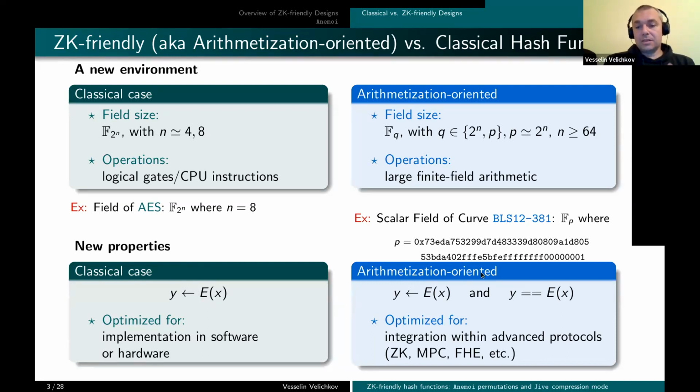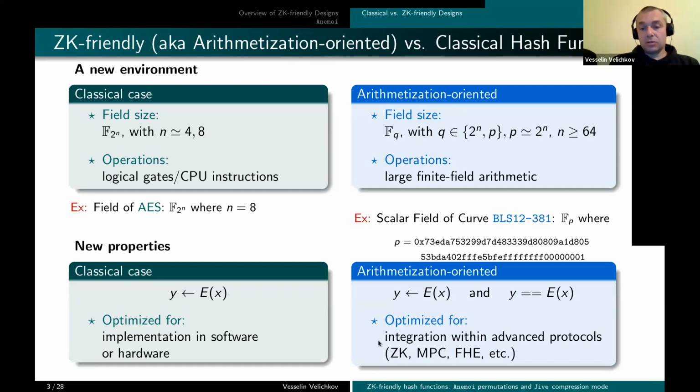And on the arithmetization-oriented side, beside this computation, so doing the computation forward, going from X to Y, we are also interested in verifying that given X and Y, indeed Y was produced as the application of this function E over X. So we need this additional element of verifying that the two values respect some computation. And those arithmetization-oriented functions, they're optimized for use in advanced cryptographic protocols.